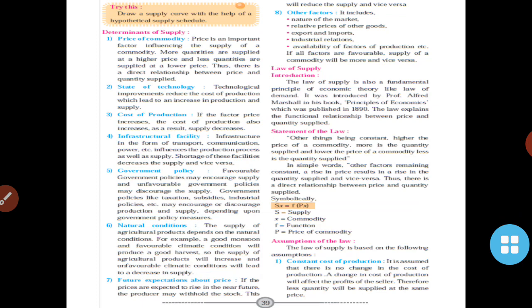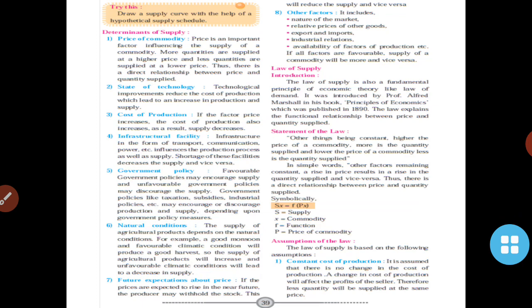Future expectation about price. If the prices are expected to rise in the near future, the producer may withhold the stock. This will reduce the supply, and vice versa. Future expectation means, for example, nowadays the gold price is increasing more and more. So the producer may withhold the stock, which reduces the supplies, and vice versa.